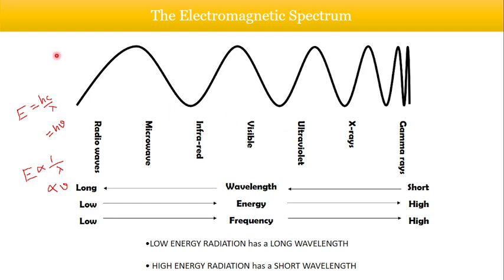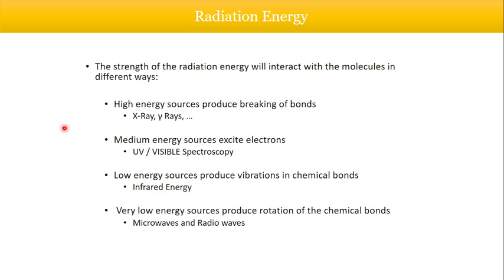Also there can be a few questions on this equation where you are given Planck's constant, the speed of light and the wavelength, and you're asked to calculate the energy, or you're given the frequency and asked to calculate the energy. So there can be a few MCQs on this. Okay. Now, what is radiation energy and what is its strength?